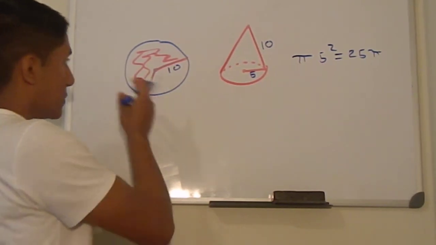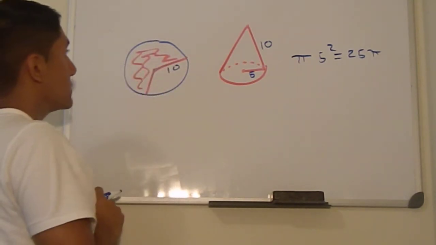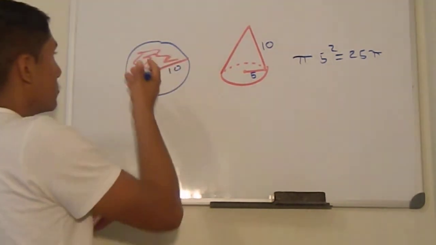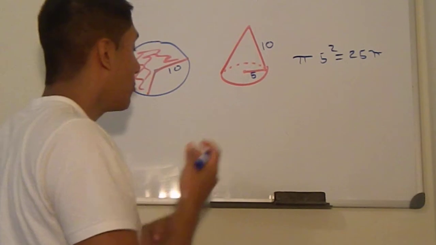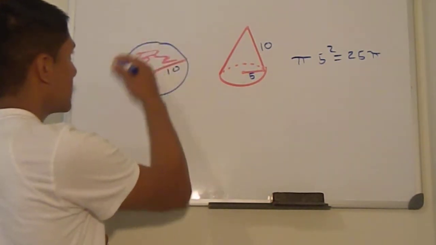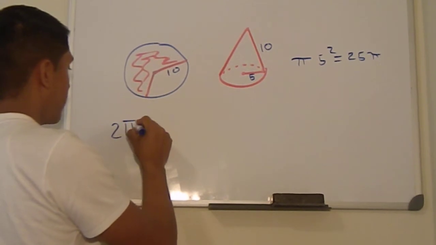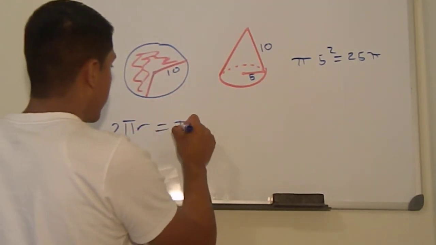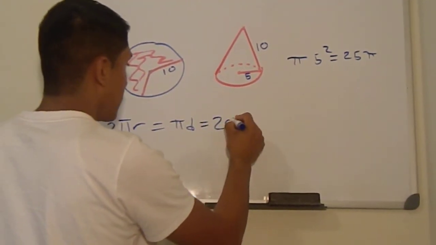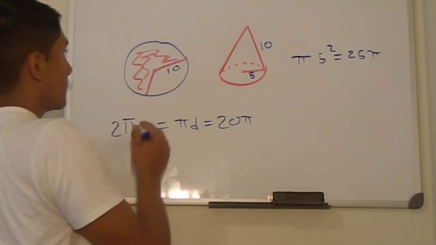The way to find the area now of this partial circle is a ratio of the whole area to the area that we want. And the way that we can go about finding this ratio is the circumference. The circumference of this whole circle, remember, is just 2 pi r, or pi times the diameter, which in this case would be 20 pi for the circumference of the circle. That would be the whole way around.